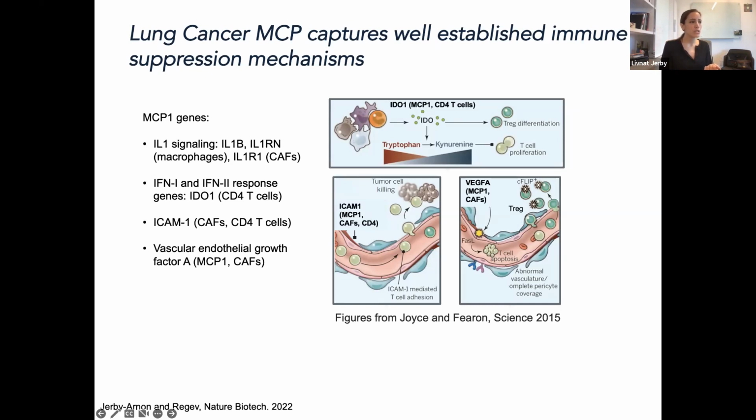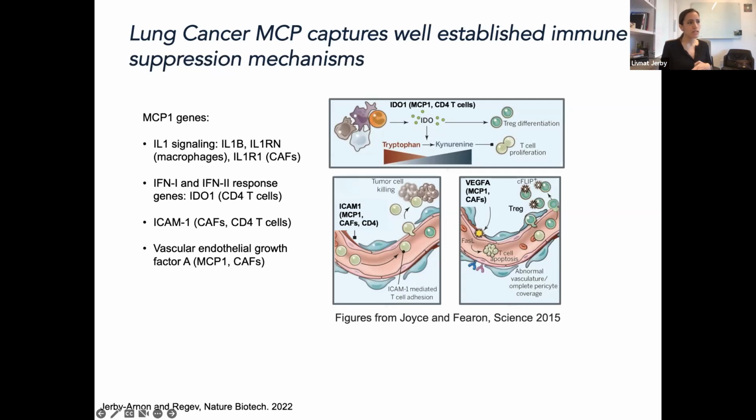And one of the genes that is probably responding to interferons is IDO, which is known to metabolically shift the tumor microenvironment to repress T cell proliferation and to induce the proliferation and the persistence of regulatory T cells. We also see genes such as ICAM1, which can recruit T cells and improve their adhesion when they are recruited into the tumor microenvironment.